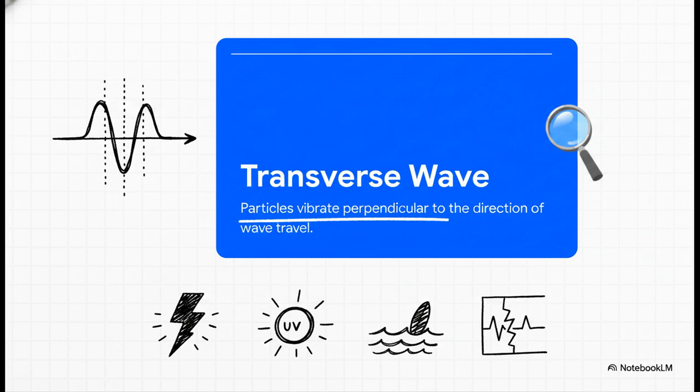A transverse wave is a wave where the particles of the medium vibrate perpendicular to the direction of wave travel. Now, the absolutely crucial point here is that word perpendicular. Examiners are quite literally scanning your exam paper for that exact word when they ask for a definition. Things like light waves, UV waves, water waves, and seismic S waves, these are all prime examples of transverse waves.